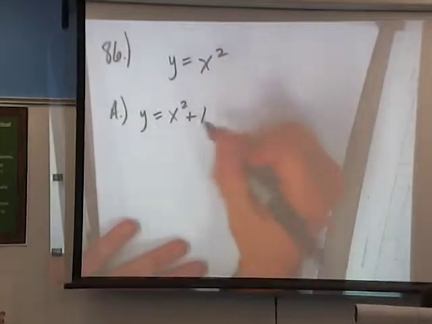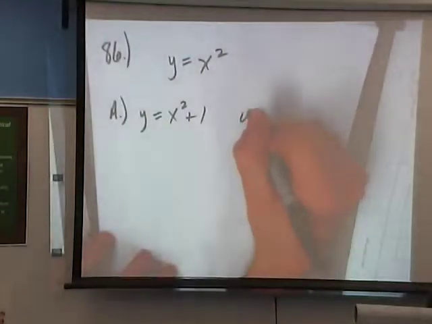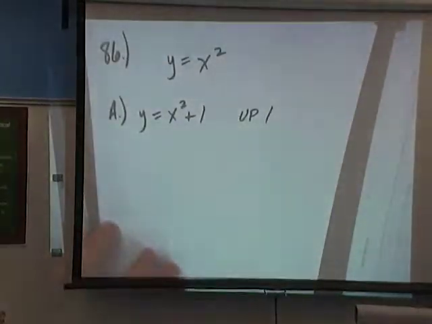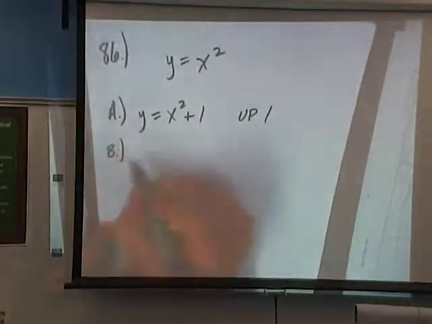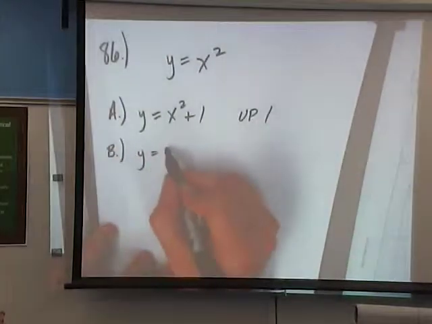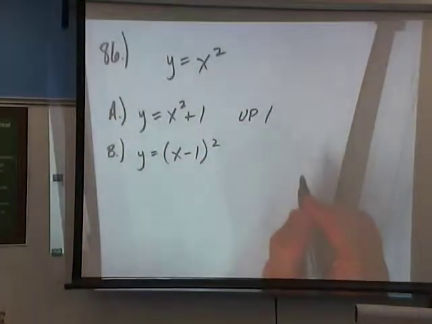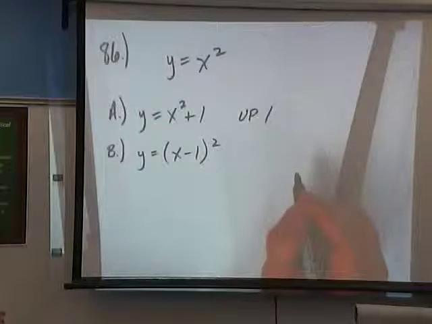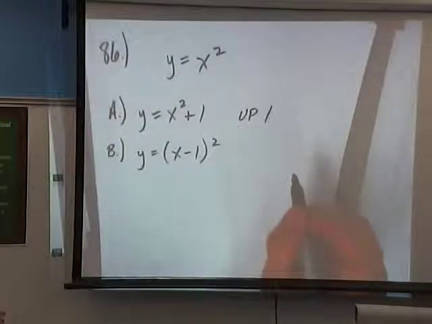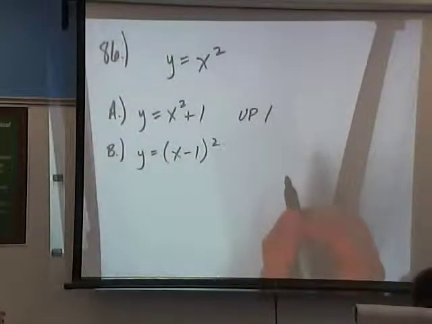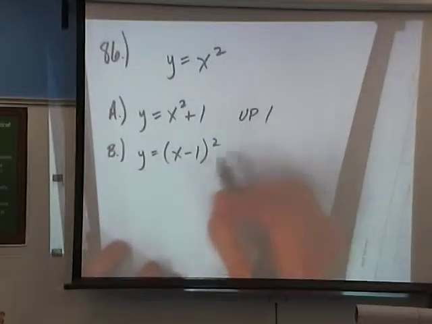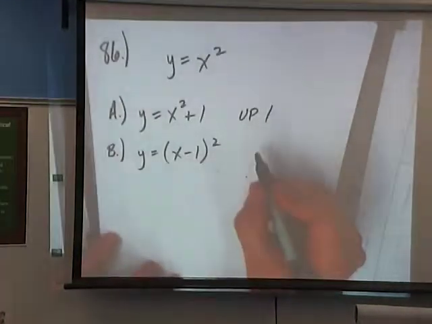It's at the very end. It's not with the x. So it would just be up 1, right? Oh, okay. B, y equals x minus 1 squared. Which way? Right 1. It's with the x, so it's going to go in the x direction, but in the opposite way you would think. You would think left because it's minus, but it's actually going to go right 1.